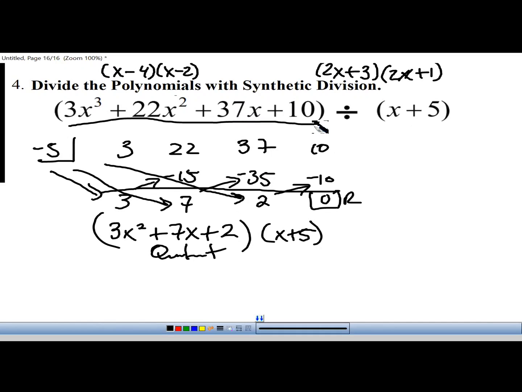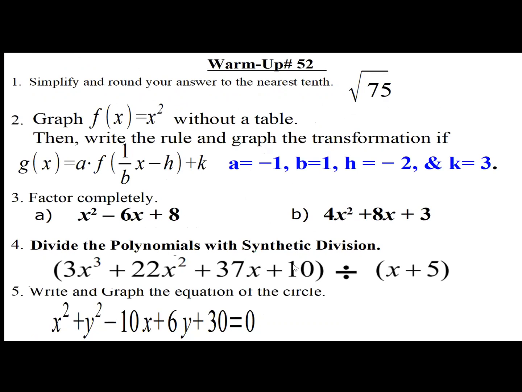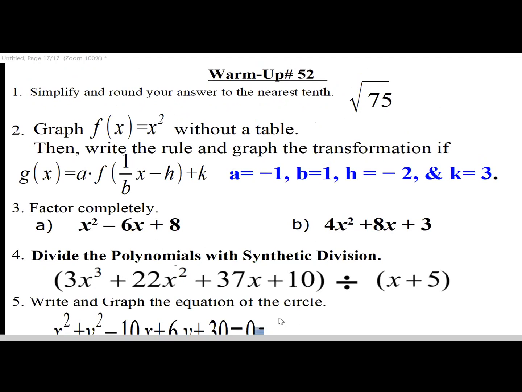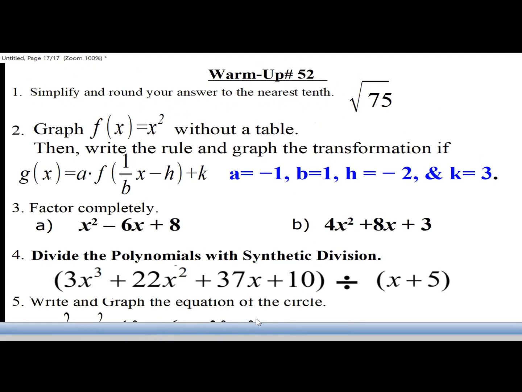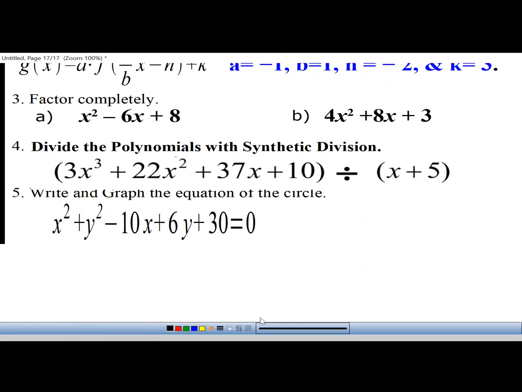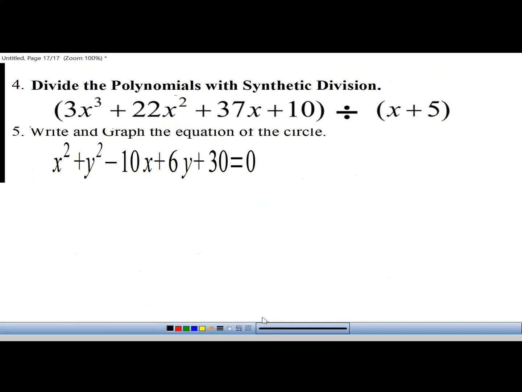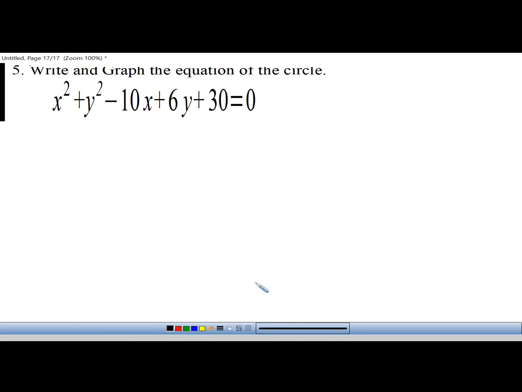All right, and number 5, our favorite. Oh yes, we got the circle. Yeah, let's go. So process once again, here goes. Divide, standard form, yes, divide by the leading coefficient. We're left with x squared plus y squared minus 10x plus 6y plus 30 equals 0.